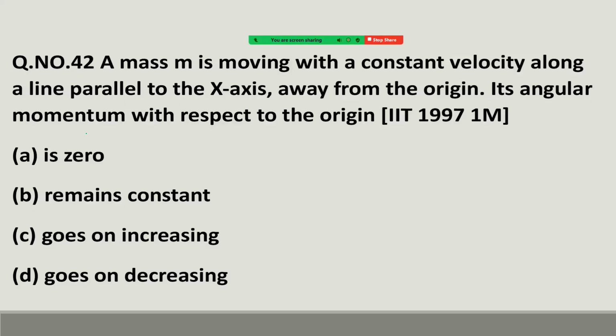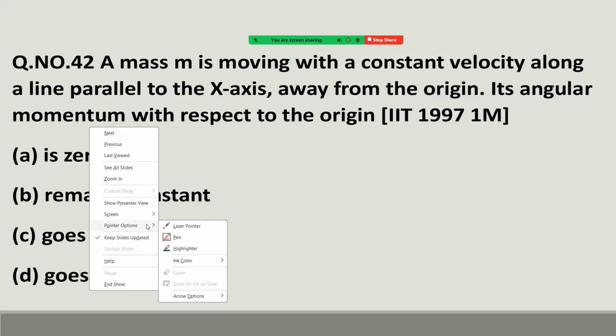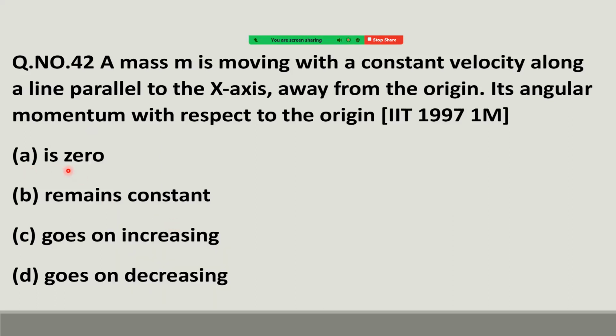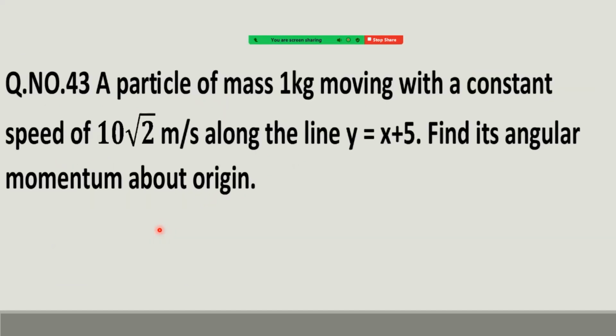Okay. Now see the options. Given 0, that is wrong because it is asking with respect to origin, right? It is moving along a line parallel to x-axis. So it is non-zero. Remains a constant. Yes, it is correct. Okay. So the correct option is B. See the next one.